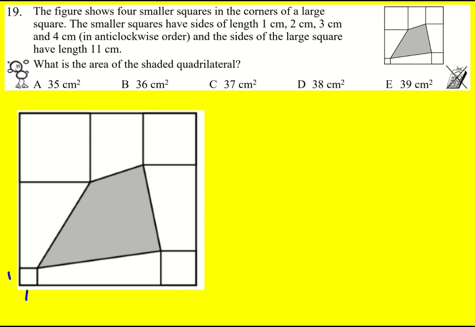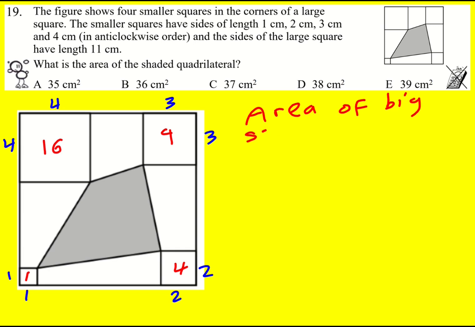Right, so this is 1 and 1. This is 2 and 2, 3 and 3, and then 4 and 4, which means the area of the squares are going to be 1, 4, 9, and 16. And the area of the big square, we're told that it has length 11, so it's going to be 11 times 11, 121.